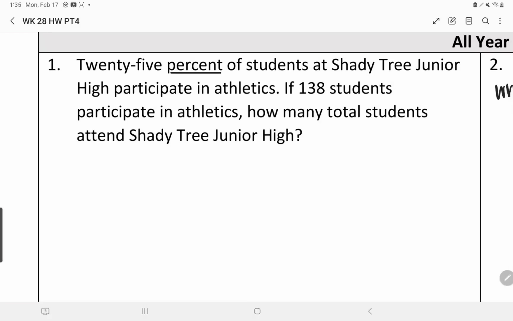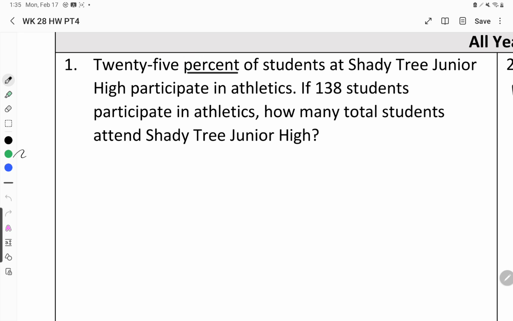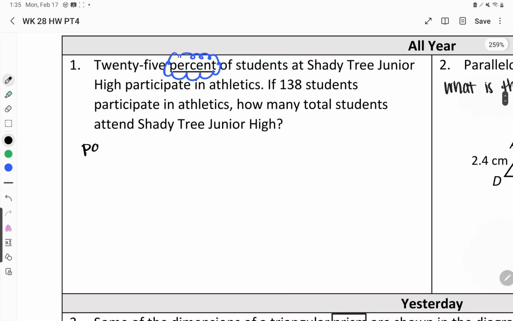This one says 25% of students at Shady Tree Junior High participate in athletics. If 138 students participate in athletics, how many total students attend Shady Tree High? Okay, first of all, it says percent. As soon as I see the word percent, I know I'm working with one of two formulas. The first formula is my part over whole formula. And my second formula is going to be my change over original formula.